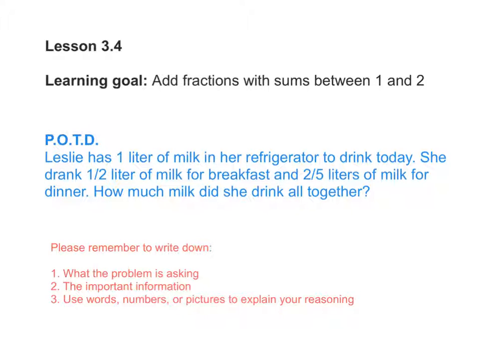Today we're moving right along to lesson 3.4, module 3, lesson 4. Your learning goal today is to be able to add fractions where the sum is going to be between 1 and 2. In yesterday's work, when we added fractions, were our sums greater than 1 or less than 1? Take a look at your problem sets or your math notes. Yesterday, were the sums greater than 1, equal to 1, or less than 1?